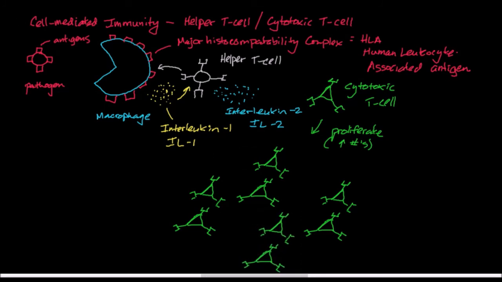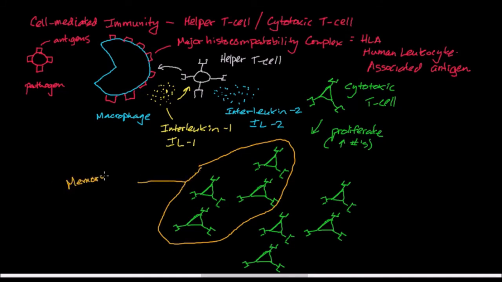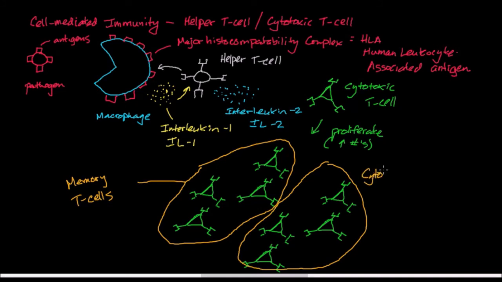So some of these cytotoxic T cells won't go to battle at this point in time. We call these memory T cells. And these memory T cells will become activated the next time this pathogen enters the body. Then there are these cytotoxic T cells that will go into battle. So these are just cytotoxic T cells.